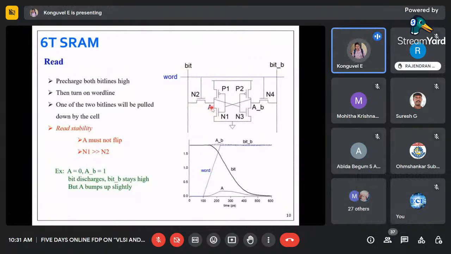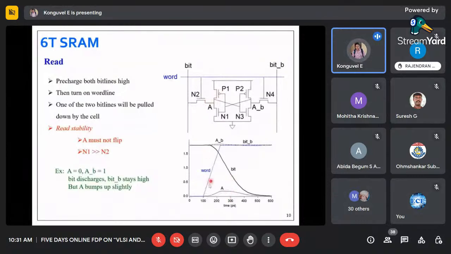Similarly, if it is 1 here, the same thing will occur. If it is 1, N1 will be turned off, but P1 will be turned on. So this A node will be pulled up to VDD. VDD is connected to bit via two transistors, one is P1 and another one is N2. Both are on. This is how bit will become 1.